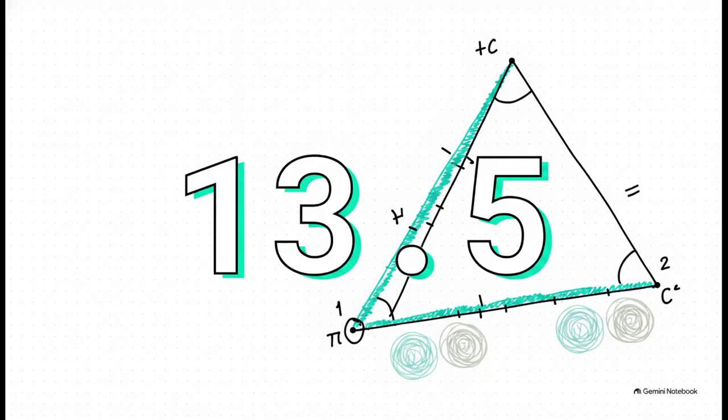Did you get 13.5? Because if you did, absolutely fantastic work. Let's just quickly break down the math for clarity. The concurrency of medians theorem tells us that the distance from the vertex to the centroid is exactly 2/3 the length of the whole median. So 9 is 2/3 of our total length ZC. To solve this, we can multiply 9 by 3, which is 27, and then divide that by 2, which gives us exactly 13.5 for the full length of the median segment.